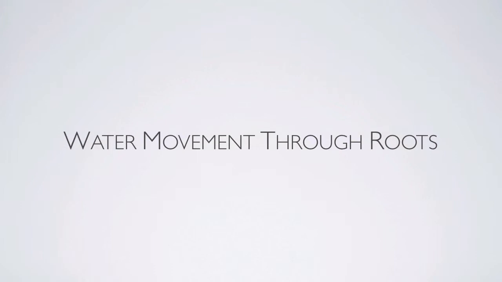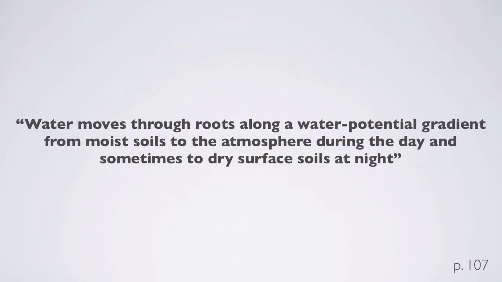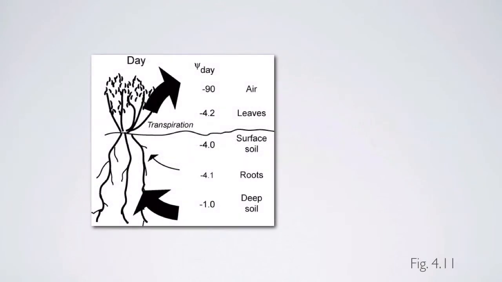Now, to begin to think about water movement through plants, we'll start with water movement through the roots. Water moves through roots along a water potential gradient from moist soils to the atmosphere during the day and sometimes to dry surface soils at night. Here's what happens during the day. For a plant that has roots in relatively deep soil, that deep soil might be at -1 megapascals. And again, we think about -1.5 megapascals to be a typical wilting point.